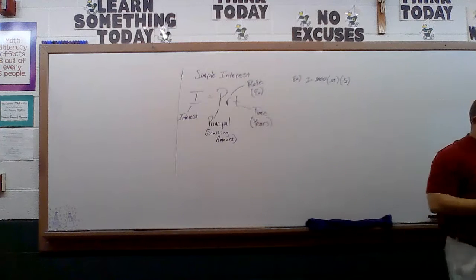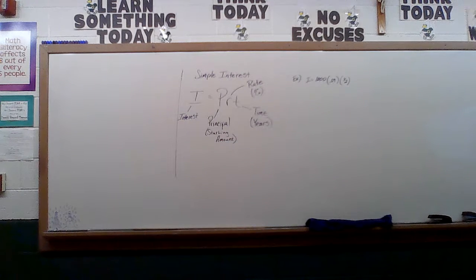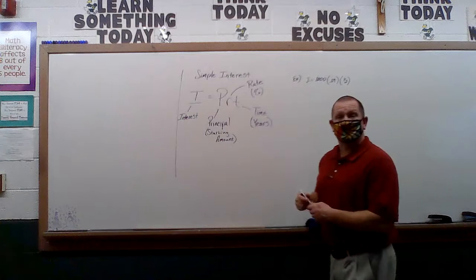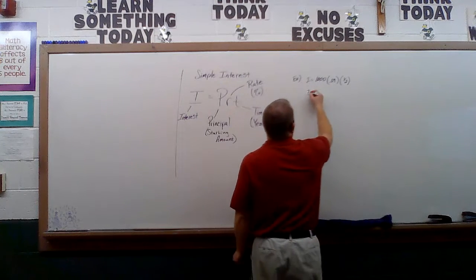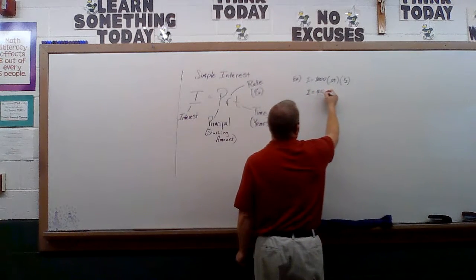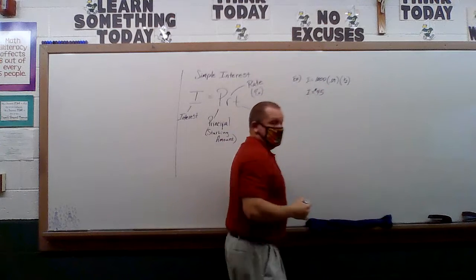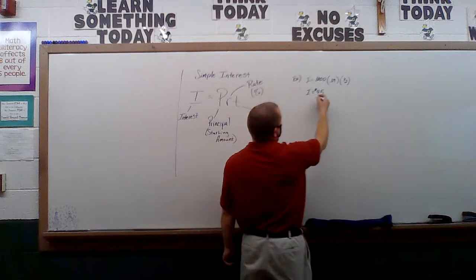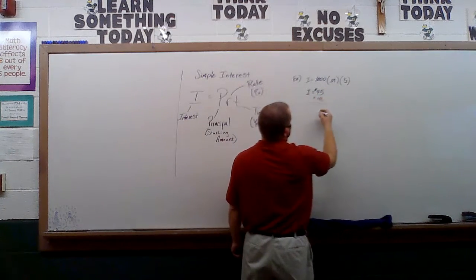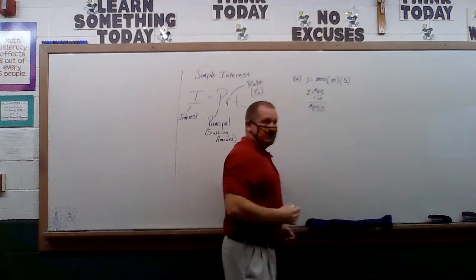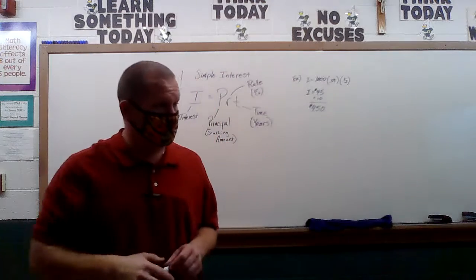Do not use the 10. What's the 10? The 10 just means that's how many I have, so I'm going to use the 10 at the end. If I punch this in, I get $45. I equals $45. But that's only for one of them, and now I have 10 of them. So I take this times 10, and how much did I make? $450. I made $450 in my bonds.